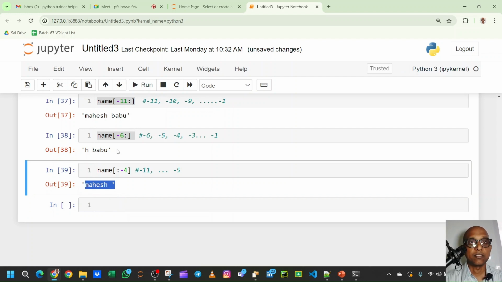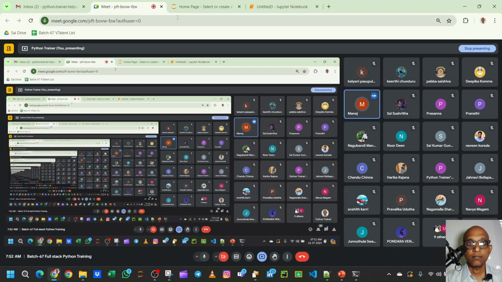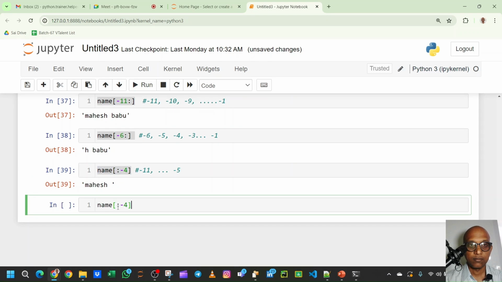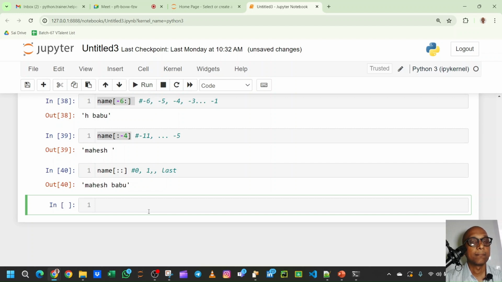Chaitanya, one question. Yeah, please. So if I did not mention any indexing, then the number will start from zero, right? Yes. The default step value is 1, and since it is the default, you're always going to start with 0, 1, 2, till the last character. And if I give any negative number as a start index or end index, then automatically the indexing goes to the negative side. Yes.